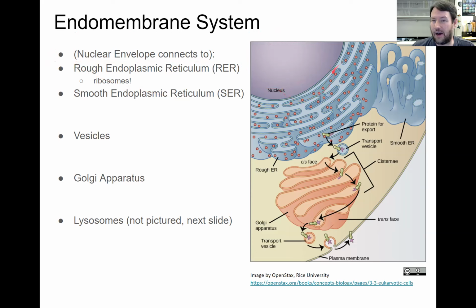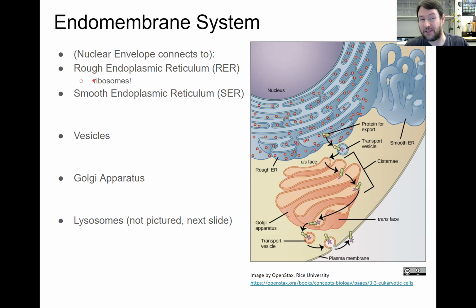And if we look at the outer layer of the nuclear envelope, that is actually continuous with the rough endoplasmic reticulum and the smooth endoplasmic reticulum. So let's break down those words, rough and smooth. Hopefully you know what those mean. Endo means within, right? Endoplasmic really means within the cytoplasm, and reticulum just means network. So there's a network of membranes inside the cytoplasm. Some of them are rough, some of them are smooth.